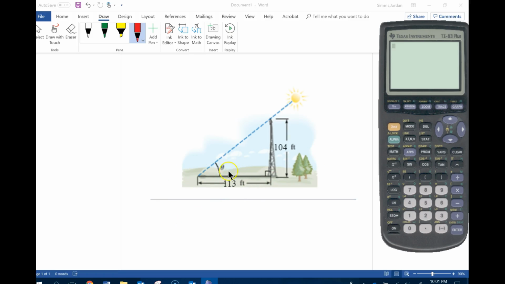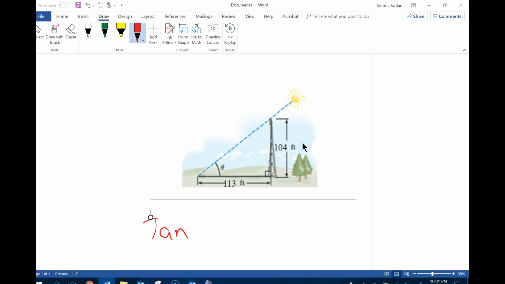I believe we're asked to find this angle of elevation right here, theta, and quite rightly you said we're going to use the tan. So let's get into that. The tan of theta, we know that equals the opposite side, which is going to be 104, divided by the adjacent side, which is 113.